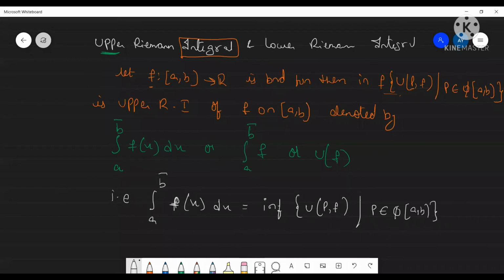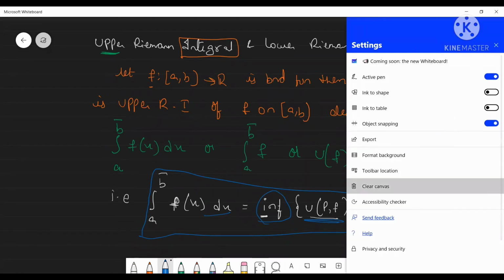What is infimum? Greatest lower bound. So if you take all the upper sums and put them in a set, from that you have to take the greatest lower bound. So that is what the definition of upper Riemann integral says. Integral a to b, bar, f of x dx is equal to the infimum of U(P, f) such that P belongs to the set of partitions of [a, b].